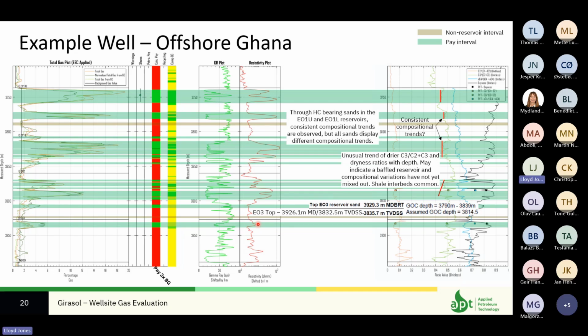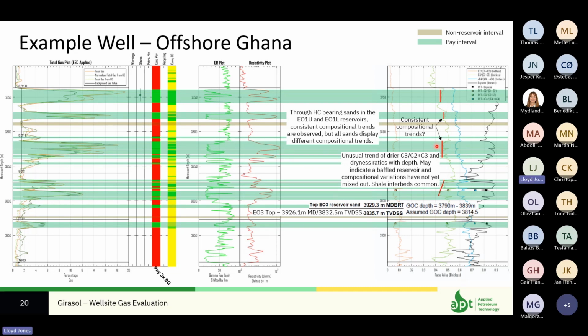But we can take the data a bit further now. We can see potential zones of reservoir compartmentalization. So there's a series of stacked sands. This is the upper sand just here. And you see each sand has a relatively consistent compositional signature, but each sand is subtly different from one another, as you can see here.